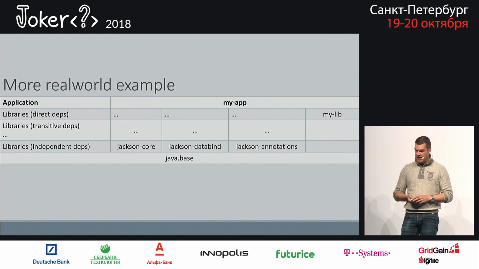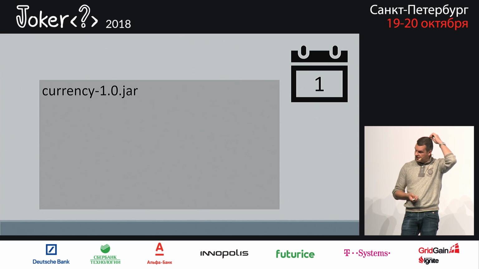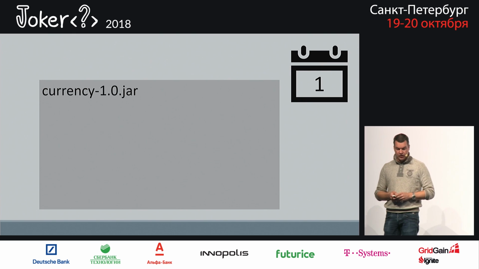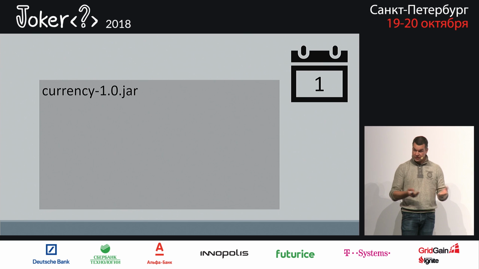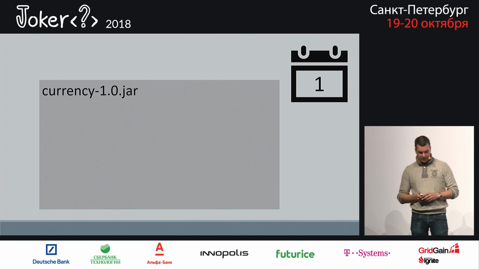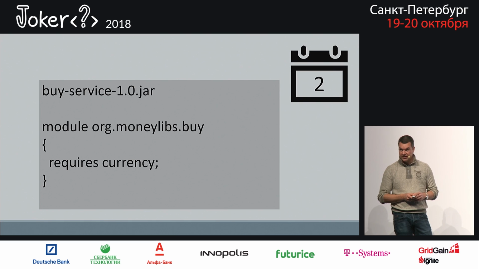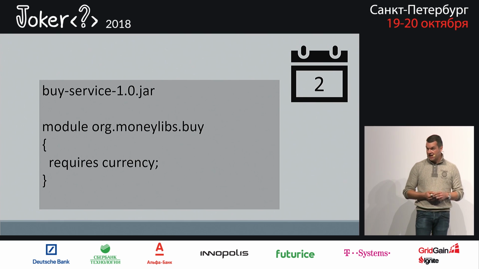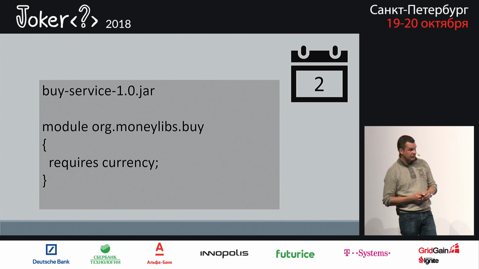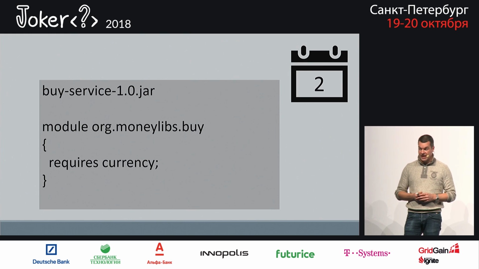I can show you that it is quite easy to make a mistake if you are not aware of how to use this specification. So let's assume we have this library. It's called currency 1.0. It's a jar. It's just a classic jar, no module descriptor. The next day, somebody wants to create a buy service, and says, oh, this is a very nice currency library. I want to use it. And he says, okay, I also want to use a module descriptor to be Java 11 ready. So he's adding this module descriptor.